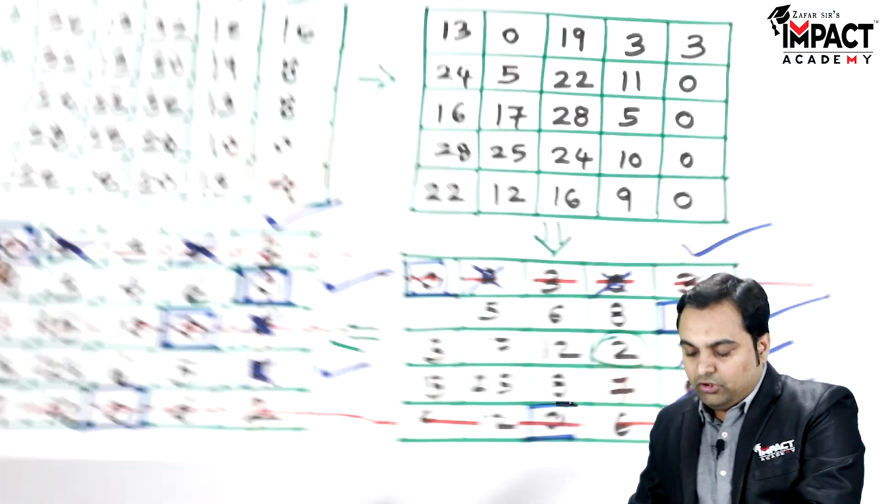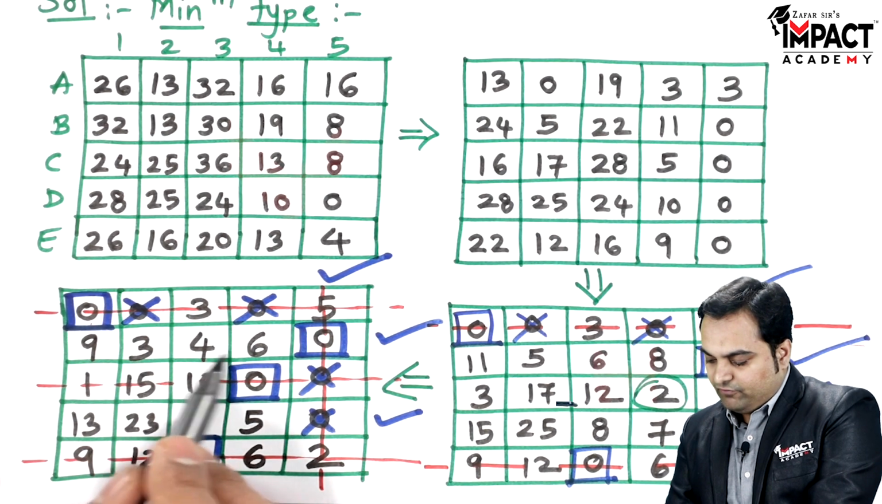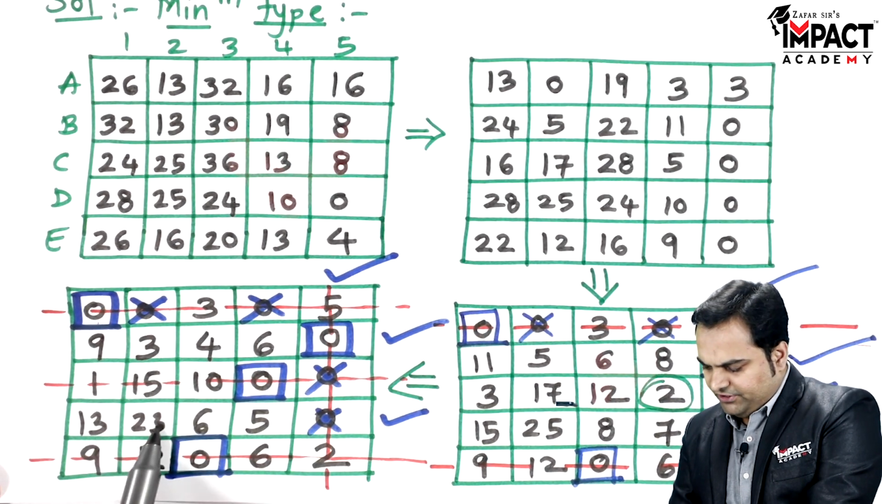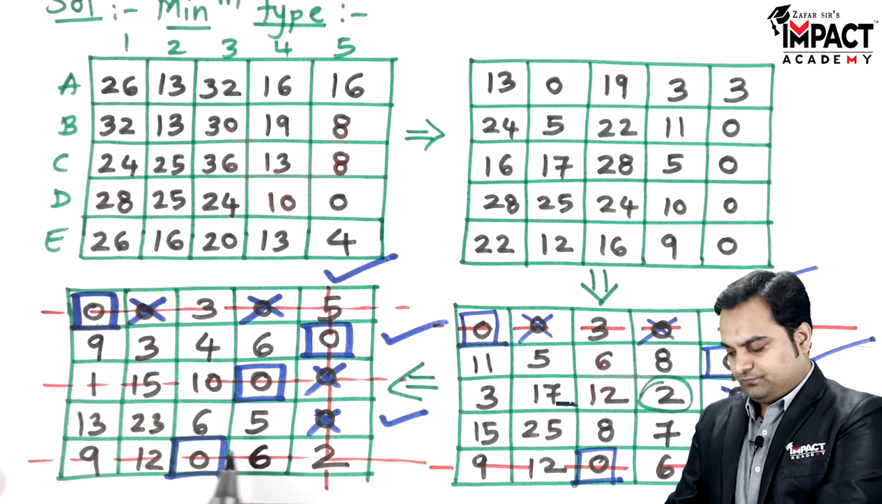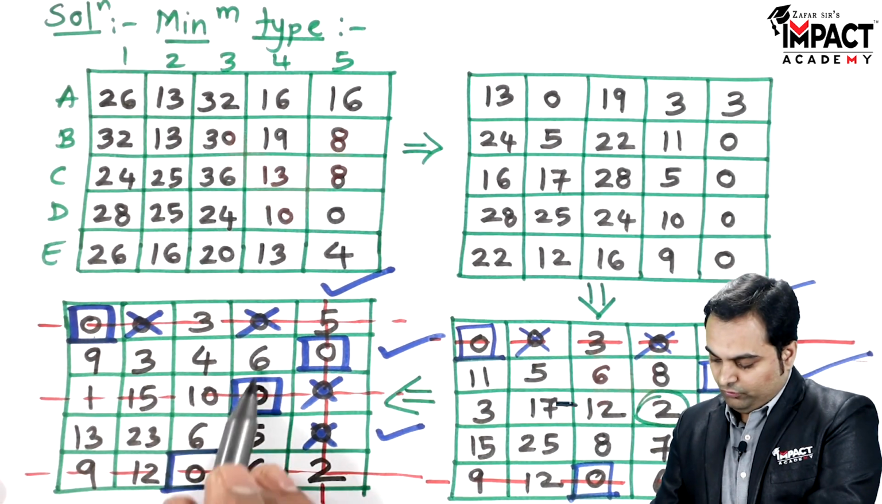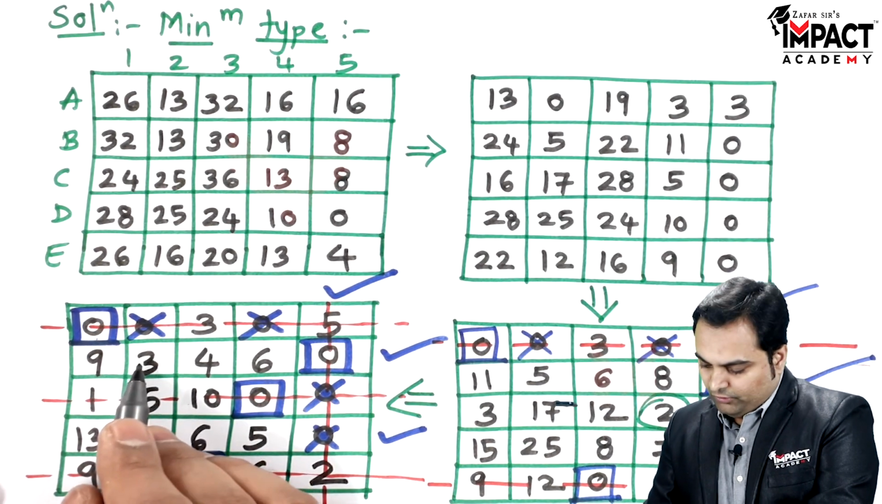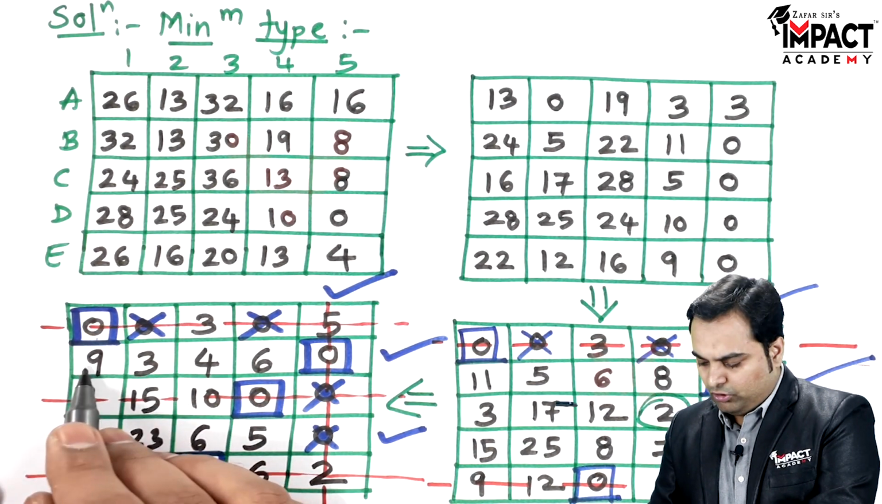Now next, again look for the uncovered values. Uncovered values are 9, 3, 4, 6, 13, 23, 6 and 5. Uncovered means which are not covered by these lines. So we see the least element out of them is 3. So subtract 3 from all the uncovered values.